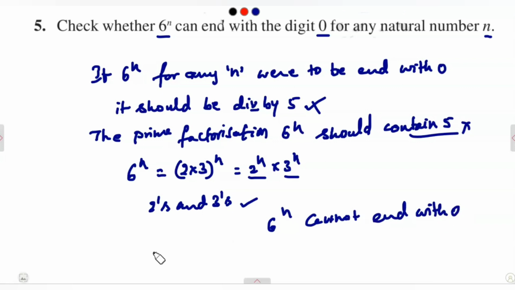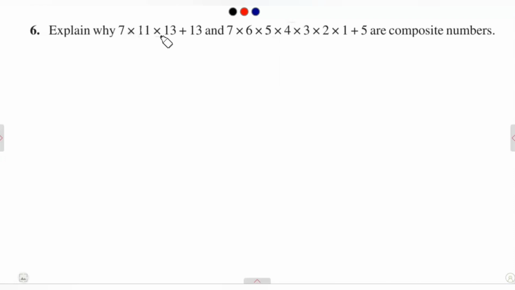Okay, let us see question number 6 now. Explain why 7 into 11 into 13 plus 13, and 7 into 6 into 5 into 4 into 3 into 2 into 1 plus 5 are composite numbers. So we need to prove that these two numbers are composite numbers.